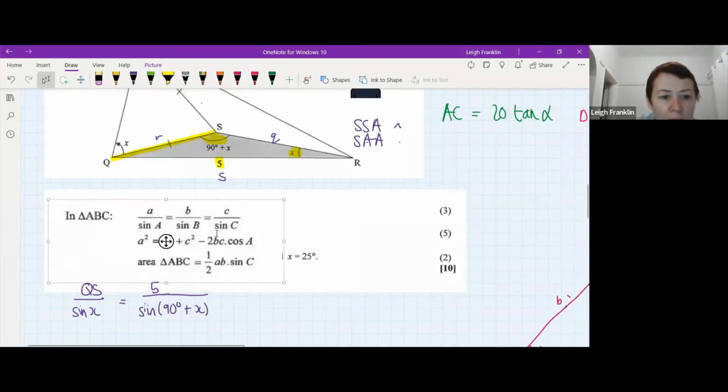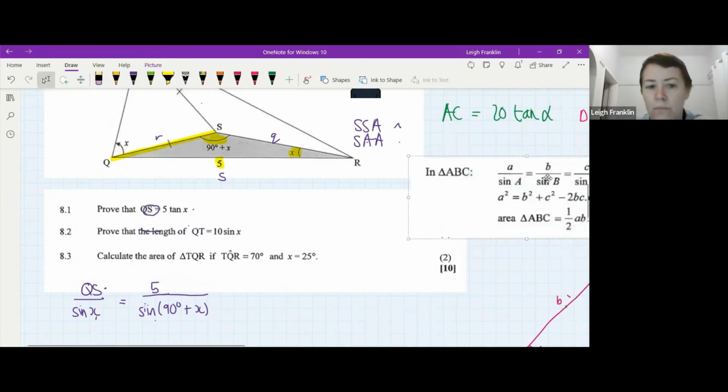So the A here is like this QS. Sine A is like sine x, B is the 5, and sine B is the angle at the bottom. Does that make sense, everybody? Yes, ma'am. I hope so, Kanyisile. I hope so.